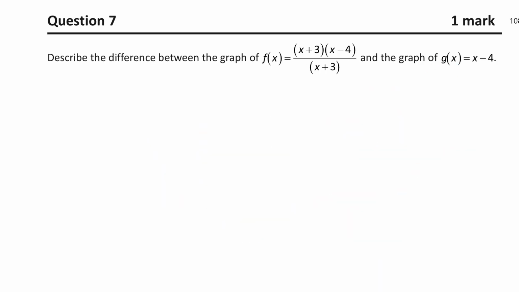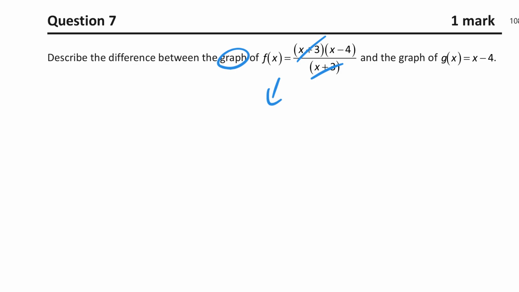Question 7. Describe the difference between the graph of this function and the graph of this function. Well, again, that's a 1-mark question, but we are looking for the word describe, so we're going to want some English. And these two factors cancel. That's the difference. So in the equation, you could say one of them has an uncanceled factor, but we're looking for the difference in the graph. So what does this canceled factor do to the graph?